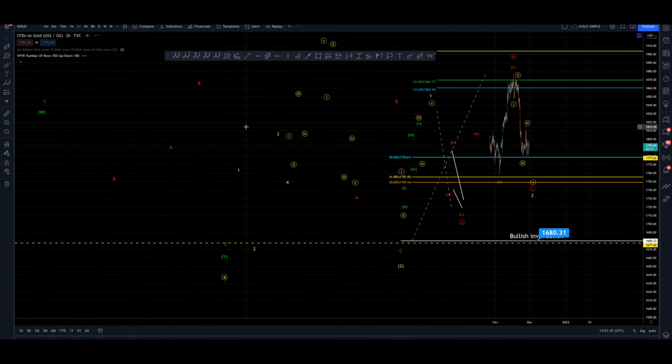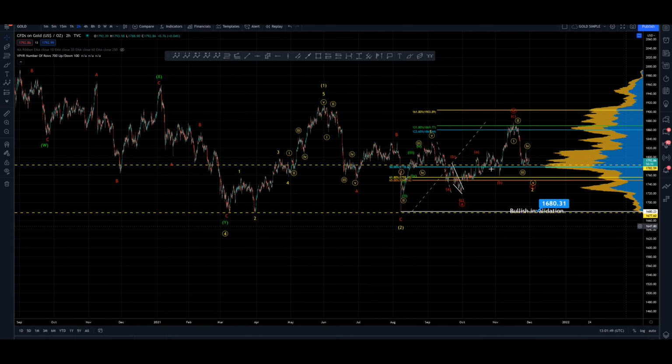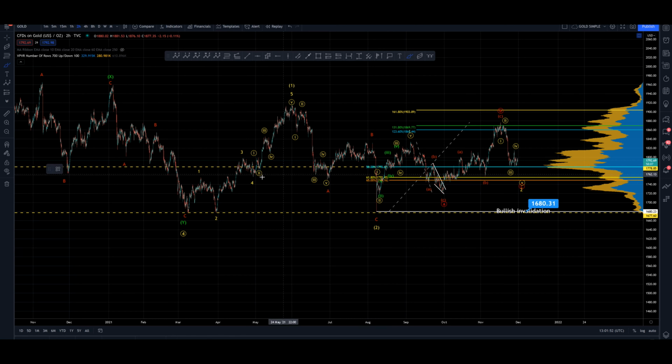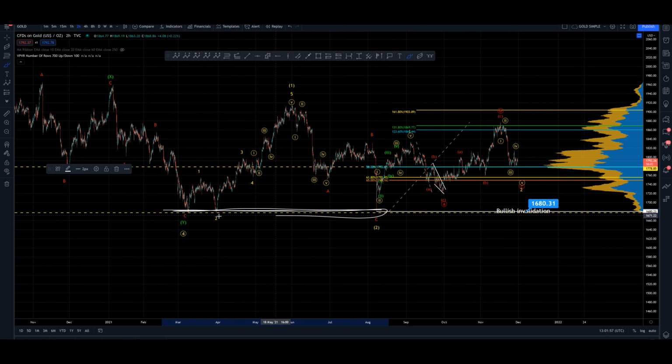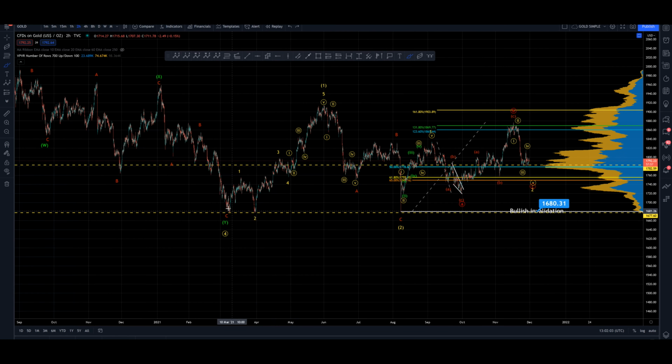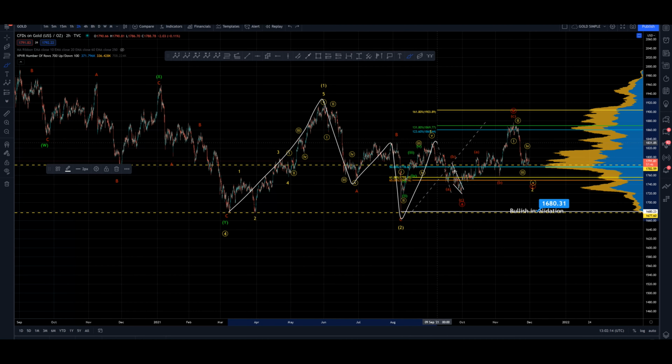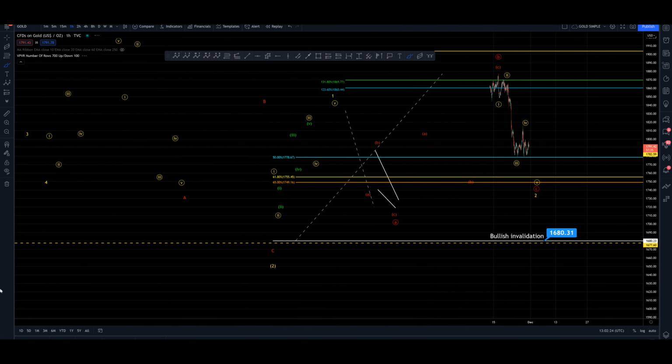So let's come out to the 2 hour so we can see a little clearer. Alright, and it will remain my primary count for as long as these lows here hold. If these lows break, I will switch to the bearish interpretation. Okay, but for as long as they hold, and they have held since March of this year, what I'm proposing is a 1, zigzag into a 2, and then a 1, zigzag into a 2, expanding flat into a 2 that's yet to complete, and then we're going to go higher. So let's come in and have a look at this flat pattern I'm talking about.